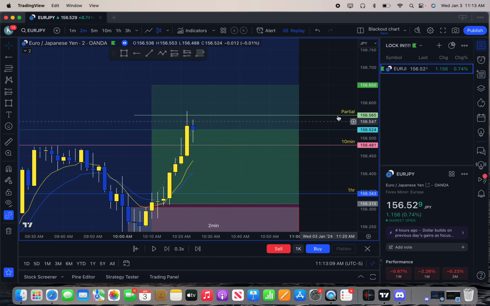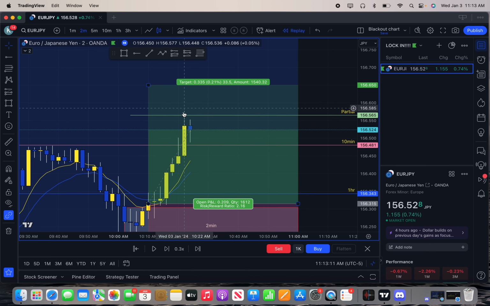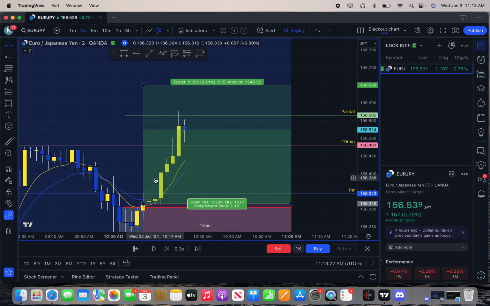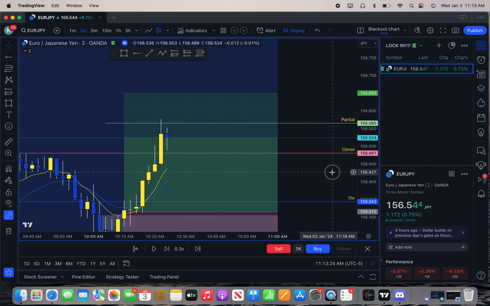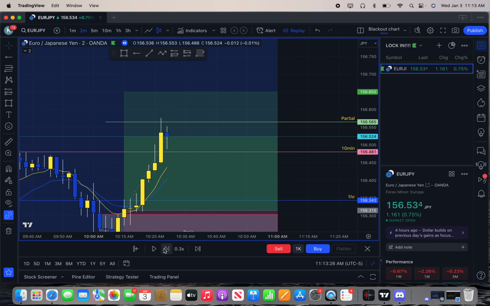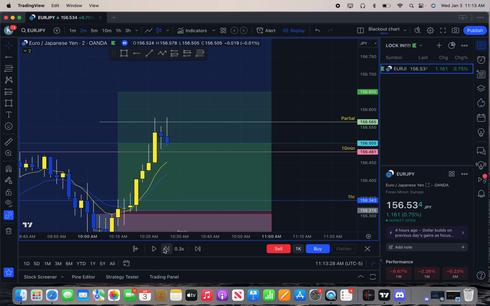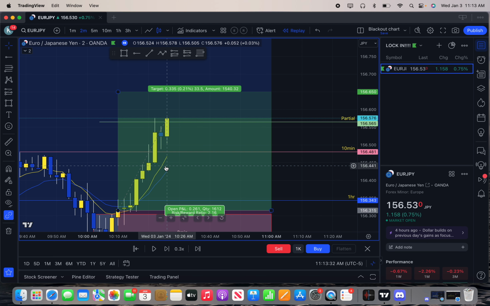So now I'm going to stay on the 2 minute here because price is now in my partial area, which it wicked past, but remember I have to wait for the close past it before I start getting more particular about how I'm going to close and look to exit this trade. So let's just keep going, see what happens. Do we get a close inside? Do we get a close inside.